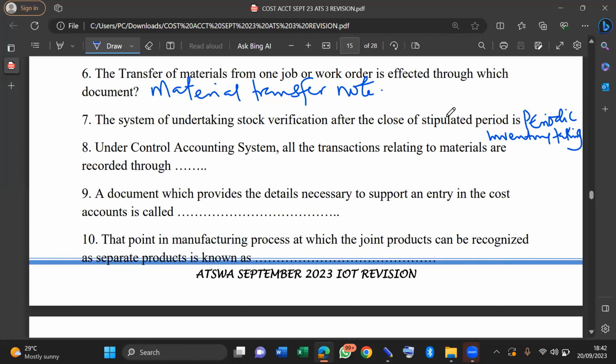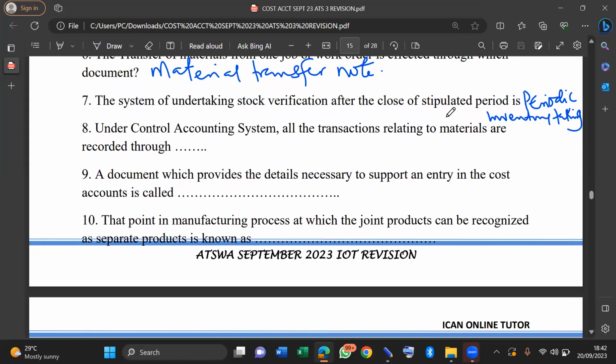Under control accounting system, all the transactions relating to material are recorded in which book? I think it's store ledger control account. You think? I said you should stop thinking. Under the control accounting system, all the transactions are recorded in the store ledger. If you call it stock ledger account, you are right. If you call it store ledger control account, you are correct. If you call it material control account, it's still the same thing.